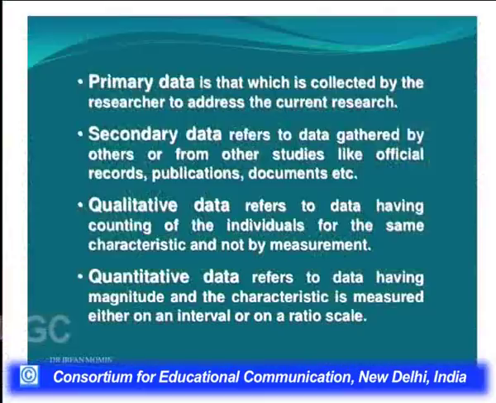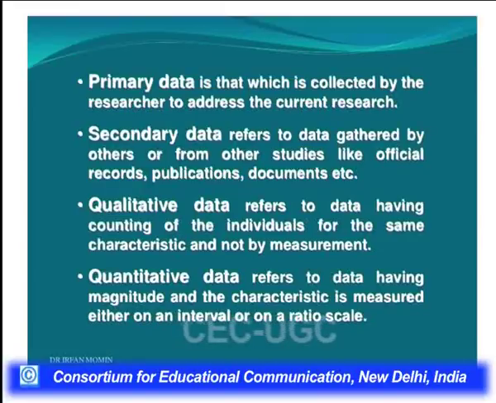So to be on the professional side, let us have a clear-cut definition of the primary data here. The primary data is that which is collected by the researcher to address the current research. Now coming on to the secondary data. The secondary data refers to the data gathered by others or from other studies, like official records, publications, documentation, etc.